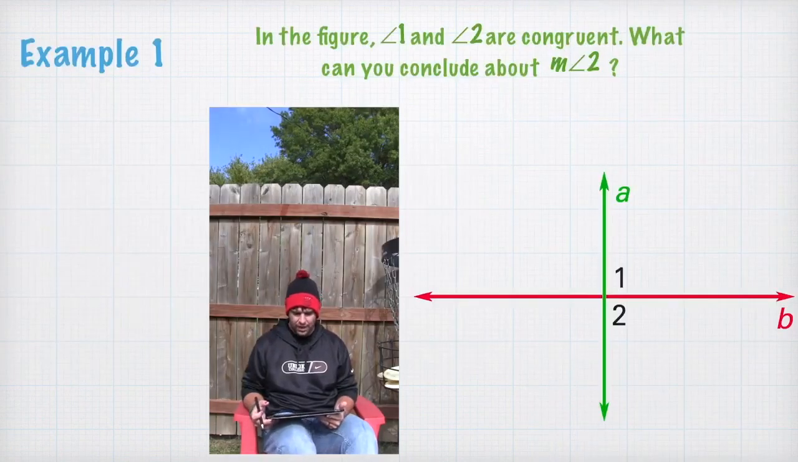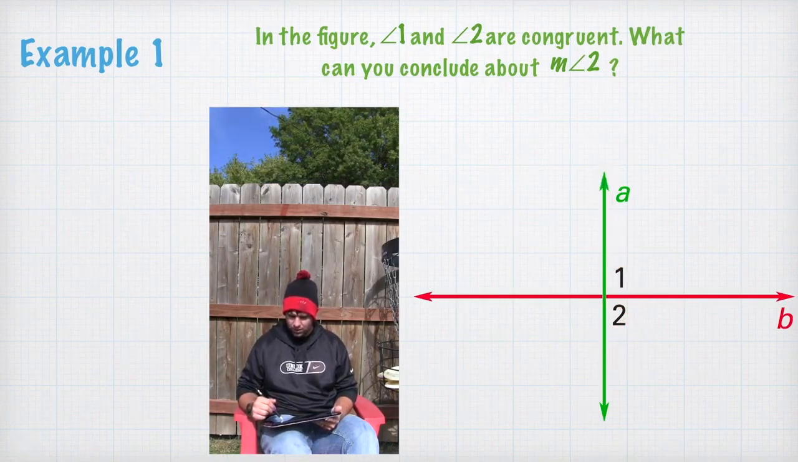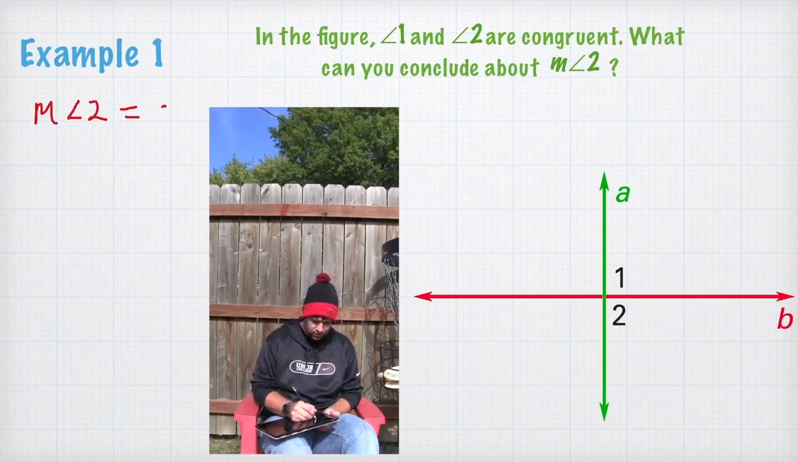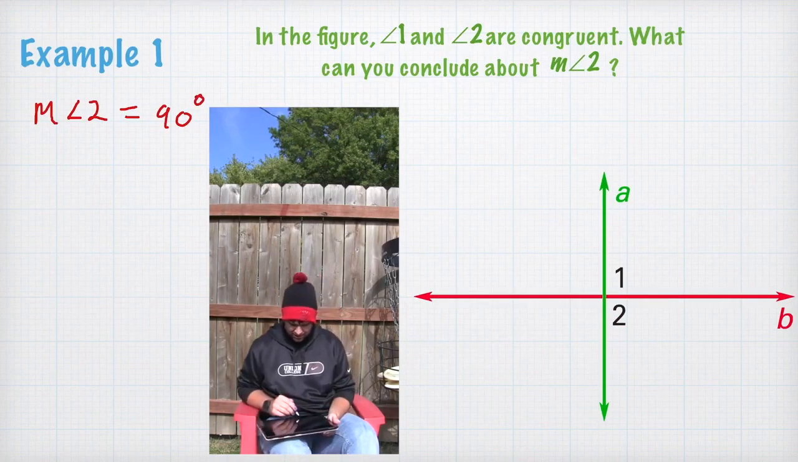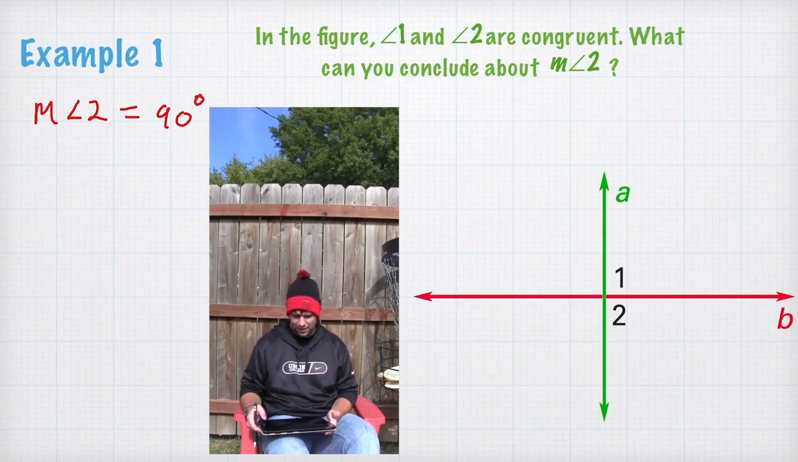In the figure, angle 1 and angle 2 are congruent. Okay? Congruent means they're equal, they're the same in every way, right? What can you conclude about the measure of angle 2? Well, since angle 1 and 2 form a linear pair, you can conclude that the measure of angle 2 equals 90 degrees. Because a linear pair with two congruent angles would mean that both the angles have to equal 90 degrees. Hope that makes sense. We just learned about it in the last slide.